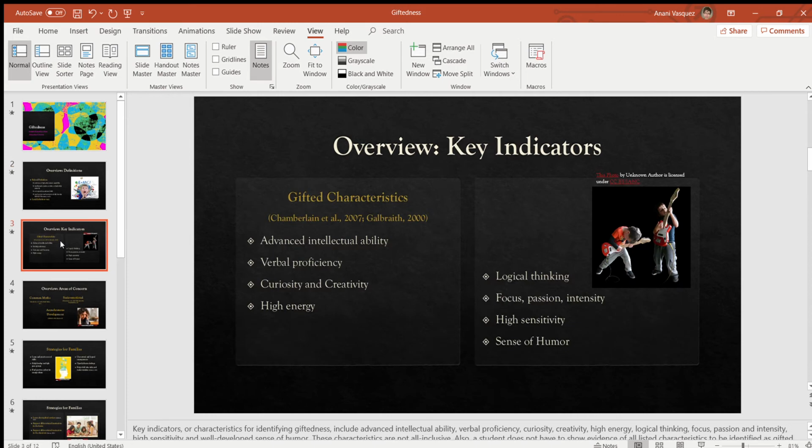The second page of the overview section is titled Key Indicators. In gifted education, indicators are usually referred to as characteristics, which I used as the subtitle. While there are many gifted characteristics and most can be verbalized in both positive and negative manners, I decided to use these 8 as fairly common. I also was sure to explain in the audio that students don't have to demonstrate all listed characteristics to be considered gifted.